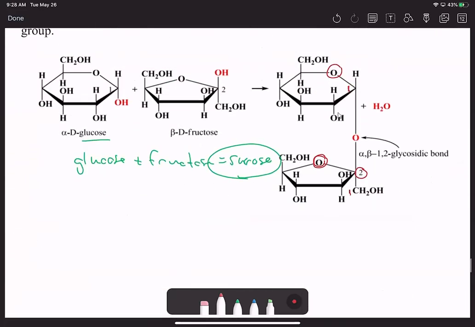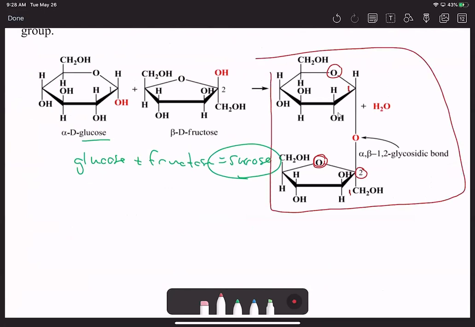So finally, let's take a look at this one here. This is sucrose. And with sucrose, notice that it's alpha and it's beta, these carbons right here. This is our anomer, and this is our anomer. And both anomers are involved in this oxygen bridge.